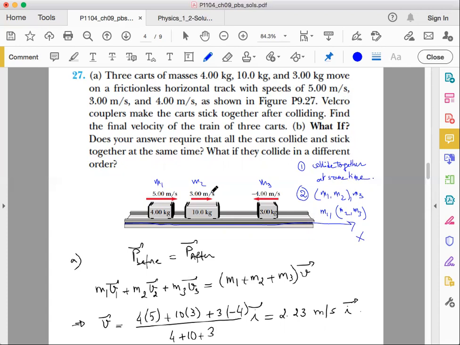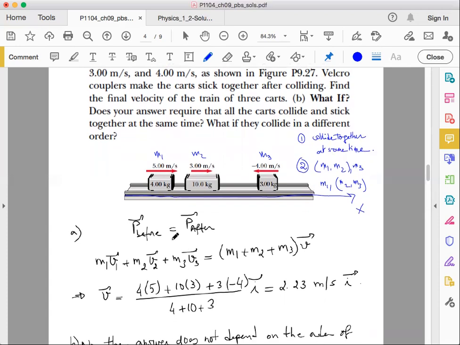So you just have to take this into account while making the projection in your equation. And so you end up with 20 plus 30 minus 12 divided by 10 plus 4 plus 3, which is 17. And so you end up with the value 2.23 meters per second along the x-axis. So we just put the projections with the unit vector, because here we are dealing with a vector. So this is the answer of the first part.